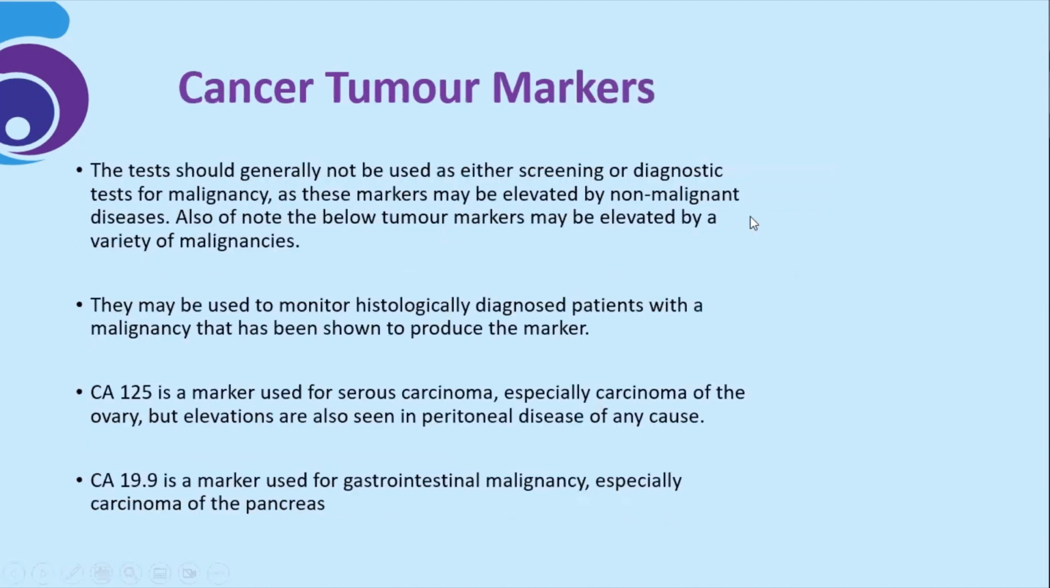The only other big thing that people ask us about a lot of the time is cancer tumour markers. Now, cancer tumour markers won't be done for everyone, so just be mindful of that. You might not know what yours even are. The tests are generally not used as a screening or a diagnostic test, and that's because the markers can go up if you have other things going on in your body. For example, tumour markers might go up if you have pancreatitis, or if you have a gallstone attack.